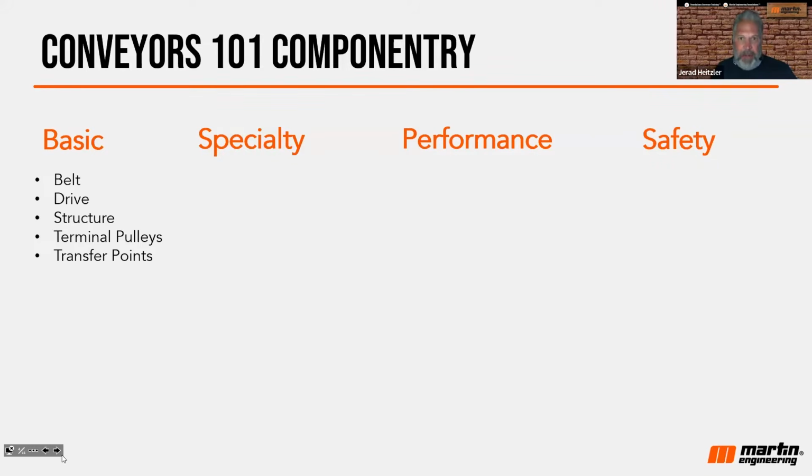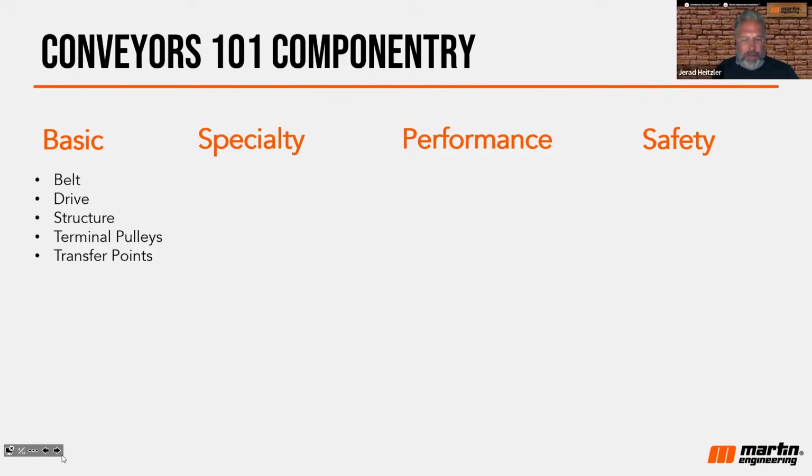They would include the belt itself, the drive or the motor that creates the power for the conveyor belt. The structure would be included as one of the basic components. And then also included under basic components, I'm going to add what we call terminal pulleys. We're going to talk more about terminal pulleys in just a minute.